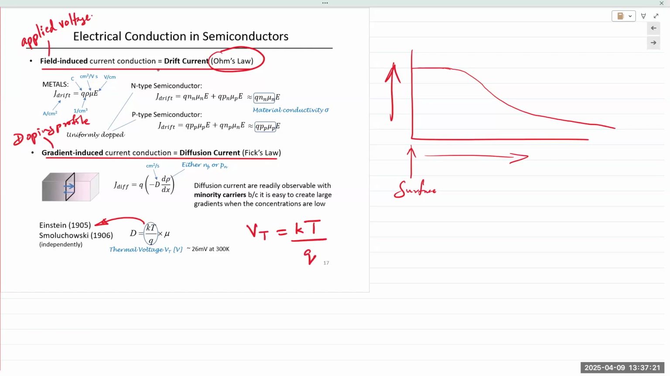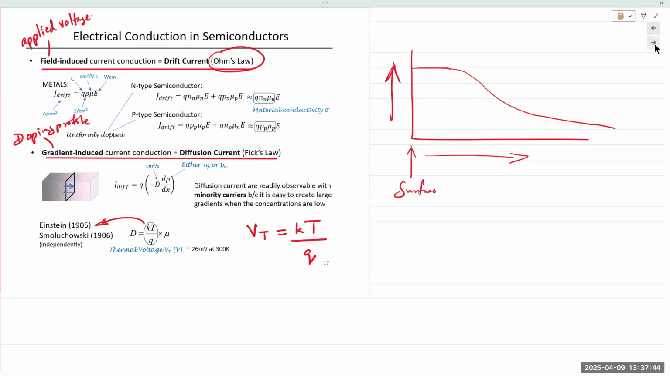Thermal voltage VT. Because of thermal effects, there is a small amount of voltage that appears in the material that is known as the thermal voltage. It's given by kT over Q. T is the temperature in Kelvin. K is the constant. Q is a constant charge.